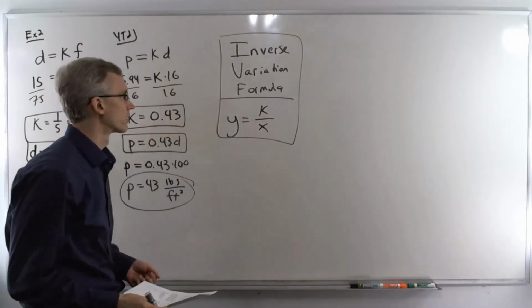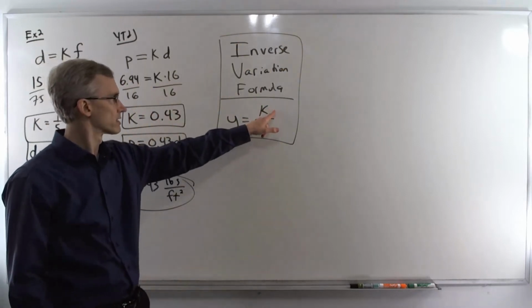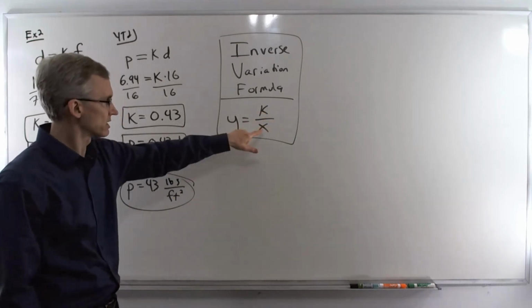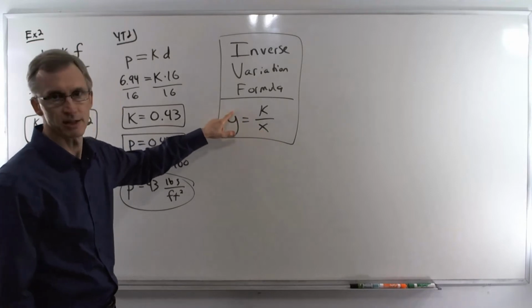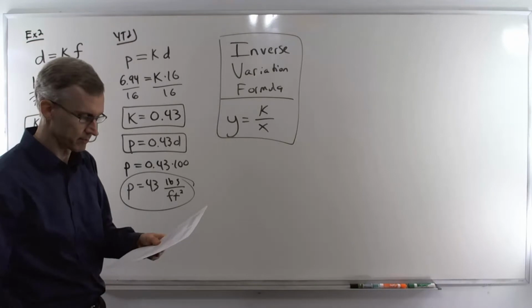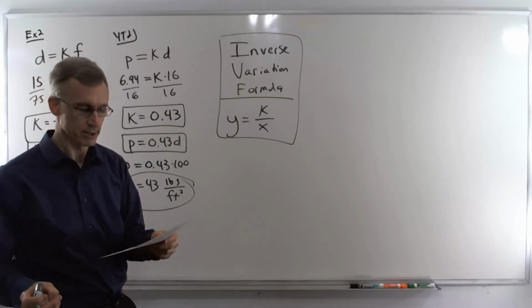Now this time, instead of x being alongside k, we're going to put it in the denominator. And so that means as x gets bigger, y is going to get smaller. Let's take a look at an example of this. And here we've got to look for these keywords now.